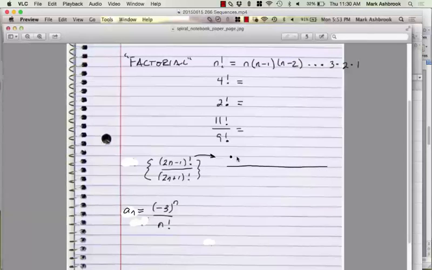2n minus 1 times 2n minus 1 minus 1, which is 2n minus 2. Then times 2n minus 3, all the way to? No. A factorial means start with that number and keep multiplying down until 3 times 2 times 1. All factorials multiply down to 3 times 2 times 1.